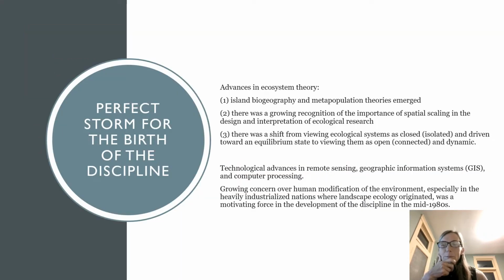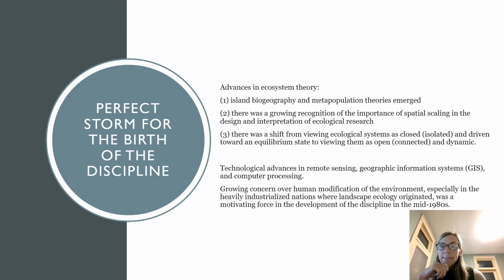So let's talk about what made the world ripe for the advent of landscape ecology. There are a few things that happened simultaneously that really allowed for the birth of this discipline. So one was the establishment of the island biogeography theory by MacArthur and Wilson. I want to talk a little bit about that on the next slide.